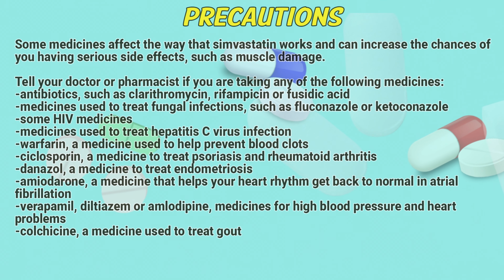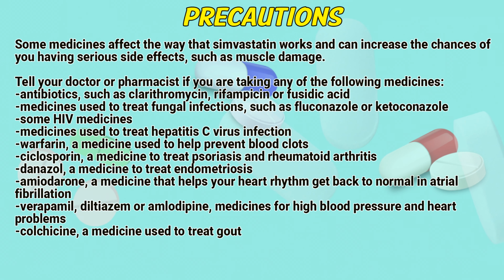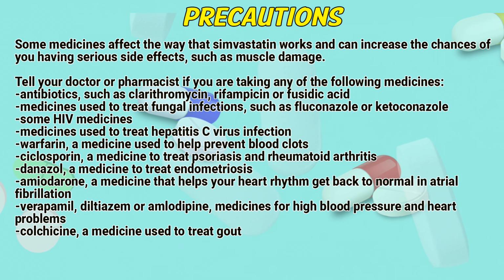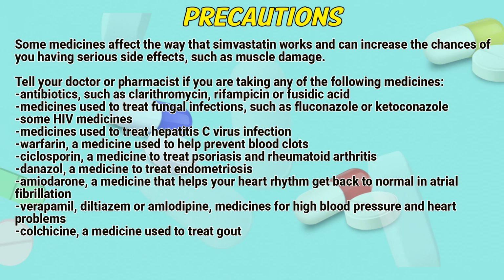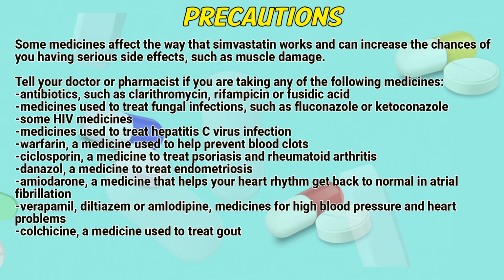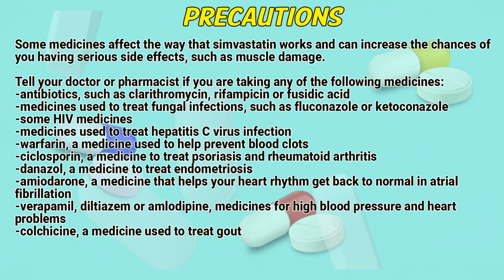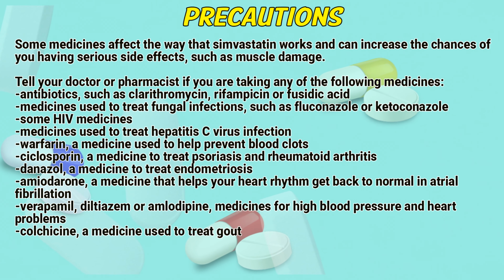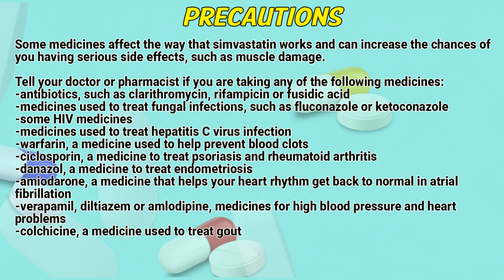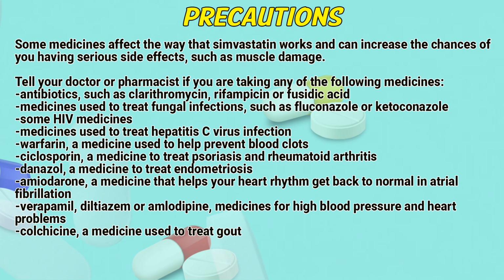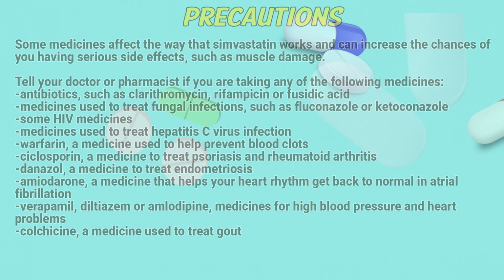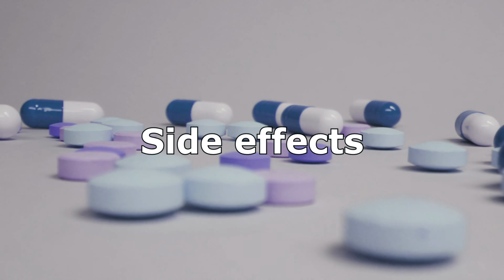Precautions. Some medicines affect the way that simvastatin works and can increase the chances of you having serious side effects such as muscle damage. Tell a doctor or pharmacist if you are taking any of the following medicines: antibiotics such as clarithromycin, rifampicin or fusidic acid; medicines used to treat fungal infections such as fluconazole or ketoconazole; some HIV medicines; medicines used to treat hepatitis C virus infection; warfarin, a medicine used to help prevent blood clots; cyclosporin, a medicine to treat psoriasis and rheumatoid arthritis; danazol, a medicine to treat endometriosis; amiodarone, a medicine that helps your heart rhythm get back to normal in atrial fibrillation; verapamil, diltiazem or amlodipine, medicines for high blood pressure and heart problems; colchicine, a medicine used to treat gout.